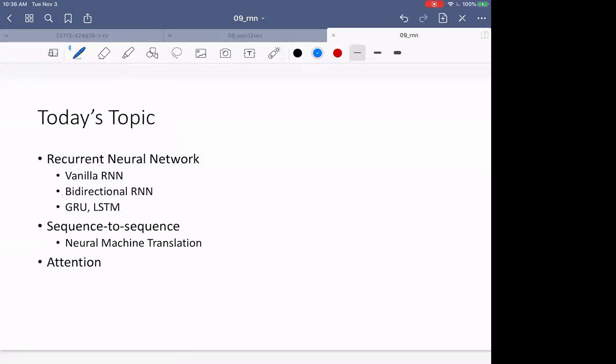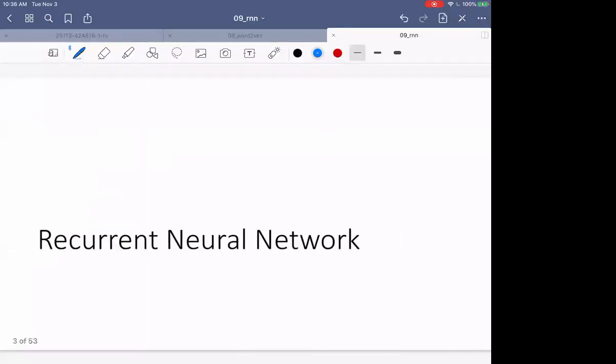After that, we'll talk about sequence to sequence, which is an extension using RNN. And then after that, we'll talk about the attention mechanism. Yeah, we have quite a lot of ground to cover today, so let's just dive right in.